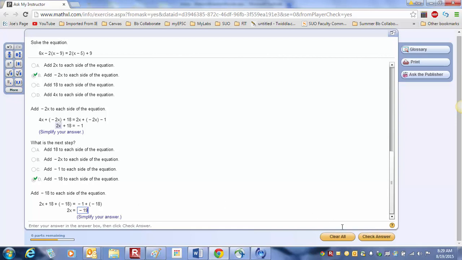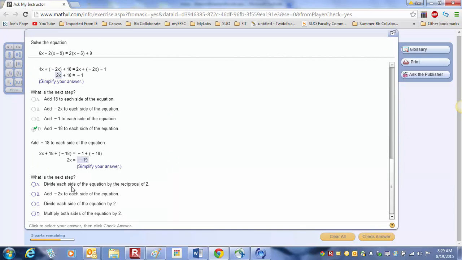Check. Okay. What is the next step? The next step now, since we want x by itself, the best way to isolate x is to divide both sides by 2. That would be the best way.